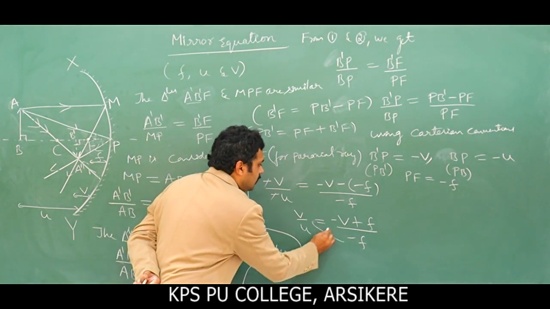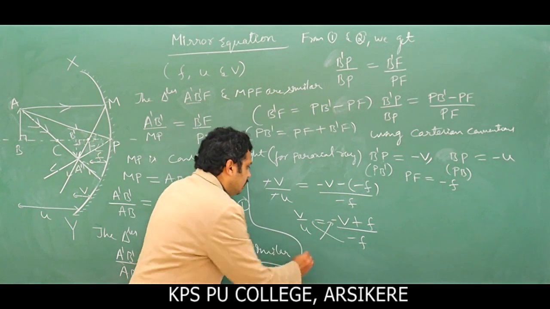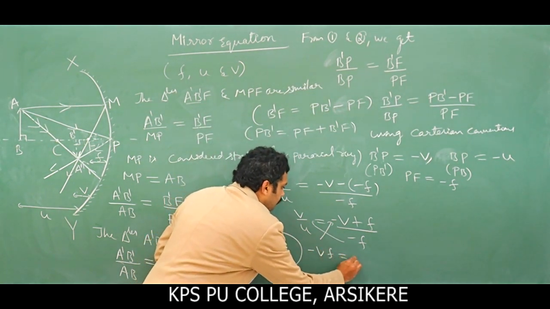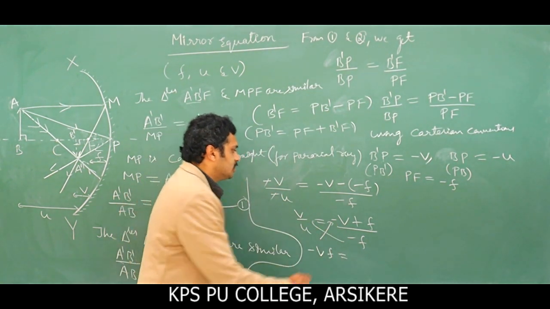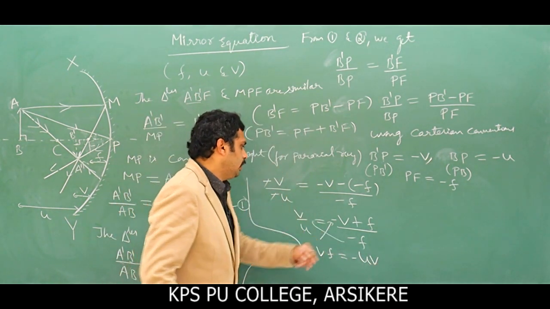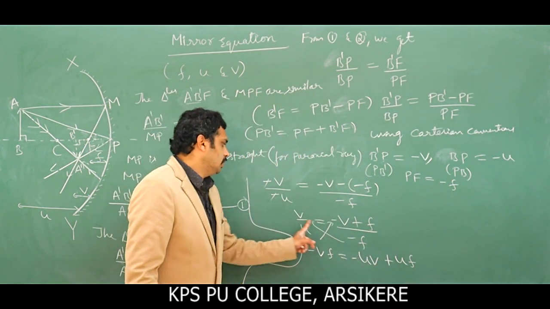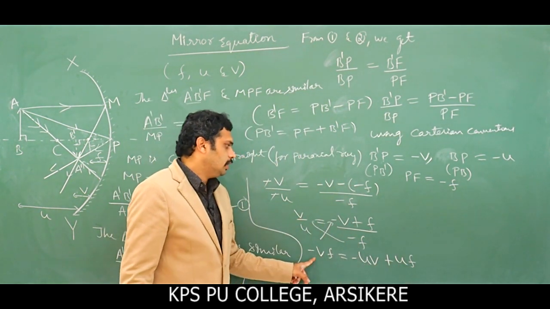Now cross multiplication. V into minus F, minus VF. U into minus V, minus UV. U into F, plus UF. Got it? I have moved this here, and taken this here.